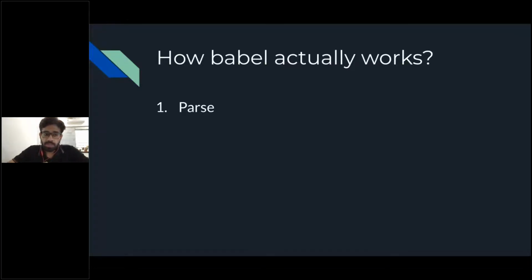All this is the theoretical part, but you should have a good idea of it to build a Babel plugin. So the first step is parsing. Whatever code we write gets converted into an AST, right? Irrespective of whether you mention a Babel plugin or not, this will happen. Babel will convert your code into an AST. After this step comes the transform step. This is the step where our Babel plugin actually operates.